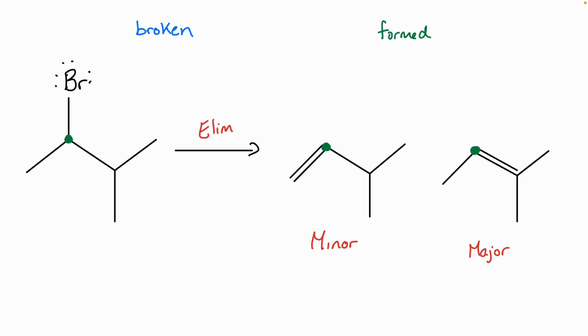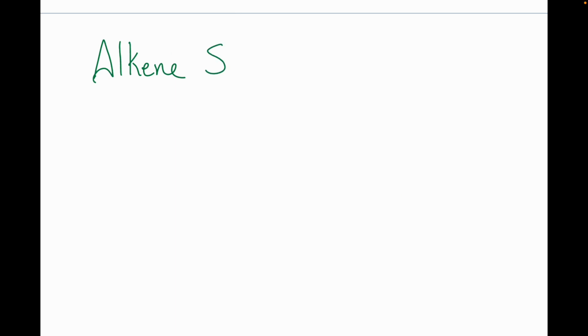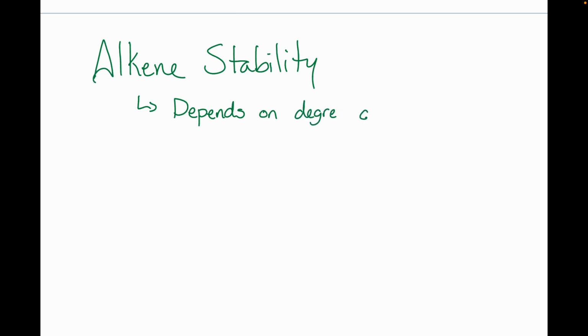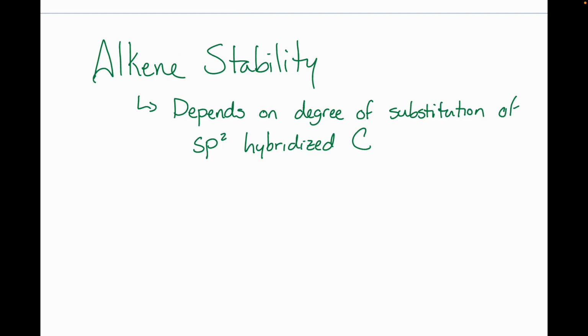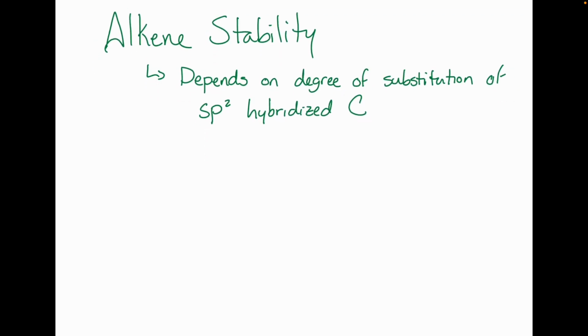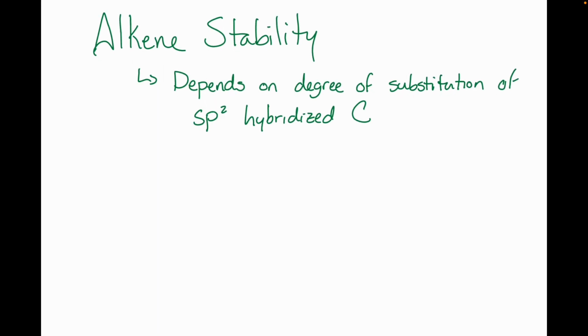We talked a lot about alkenes, but there was one particular topic that I was saving for this chapter here, and that is the idea of alkene stability. Okay, alkene stability depends on the degree of substitution of those sp2 hybridized carbons. So what do I mean by that? Let's take a look at some alkenes, same molecular formula here. We're going to do a bunch of alkenes that share the formula C5H10.